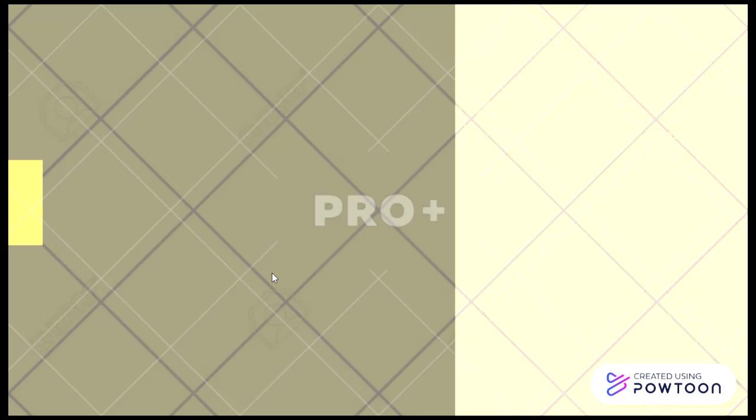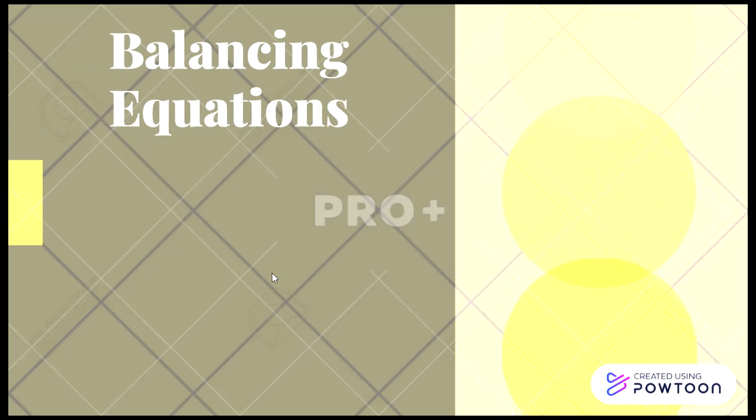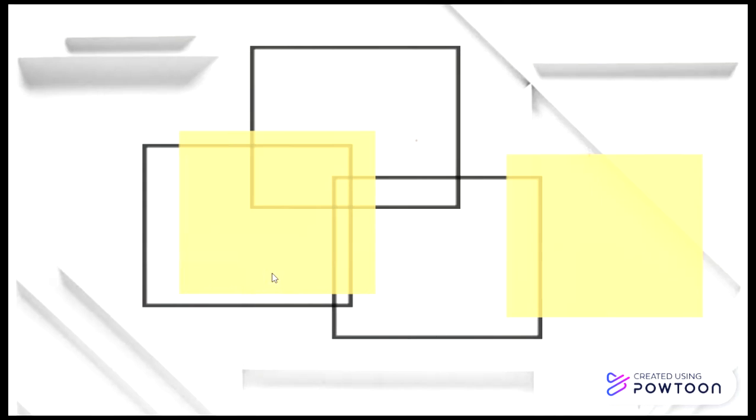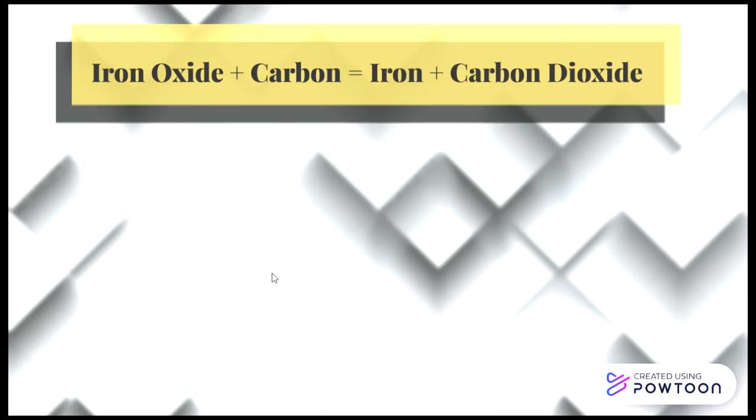In balancing equations, what we must do is have the reactant side be equivalent to the product side, and so the atoms are rearranged in order for this to occur. Let us have this provide an example for us. Iron oxide plus carbon equals iron plus carbon dioxide.